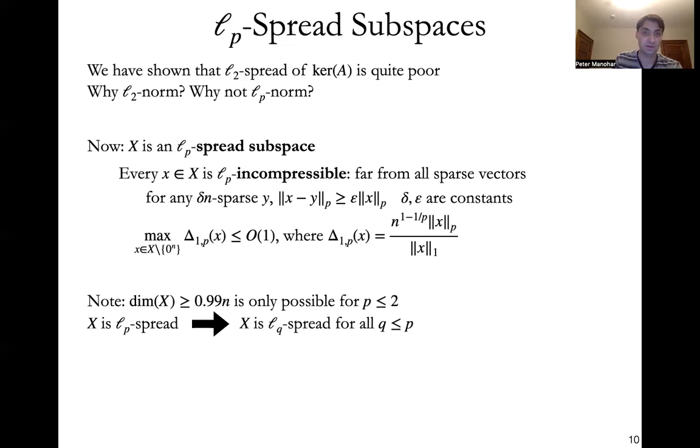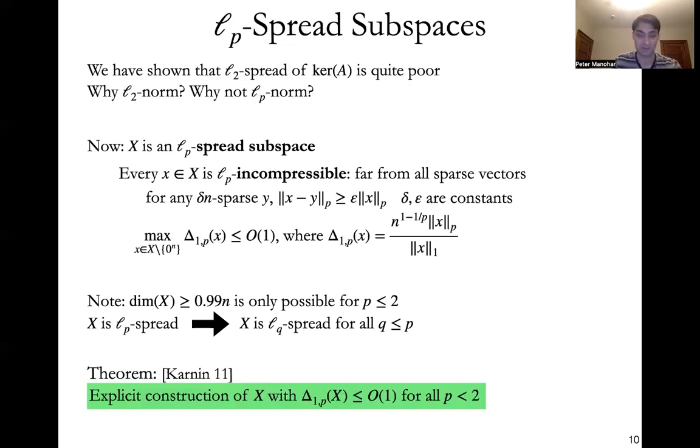The thing is, when we look at Lp spread subspaces, we actually know of explicit constructions. There's a theorem due to Karnin, which gives an explicit construction of a subspace X where the distortion is constant, and you can get an explicit construction for any p less than 2. And as you might guess by now, the subspace X can be written as the kernel of a sparse matrix A. So there's not really much to do here in terms of explicit constructions.